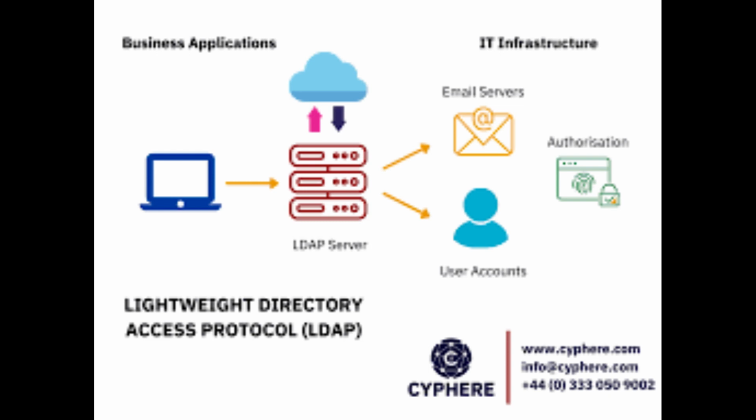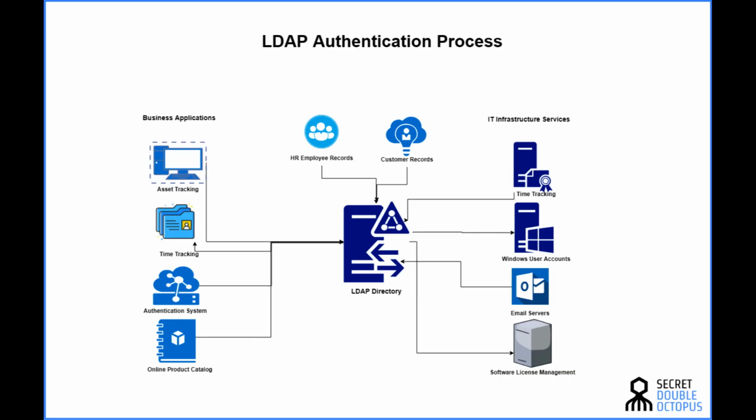Entries are the fundamental building blocks of an LDAP directory. Each entry represents an object in the directory, such as a user, group, or device. Entries are uniquely identified by a distinguished name, DN, which is a globally unique identifier within the LDAP directory.